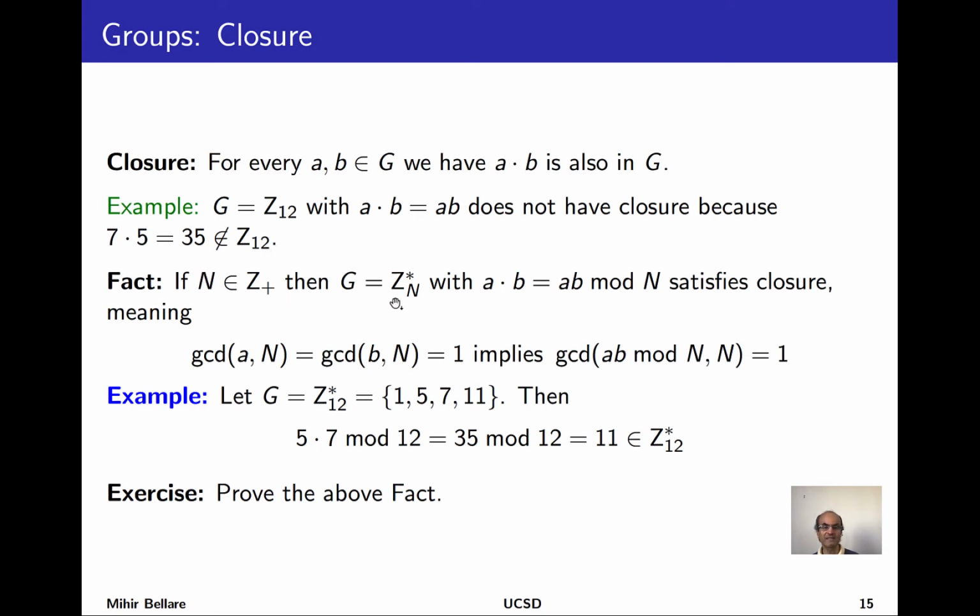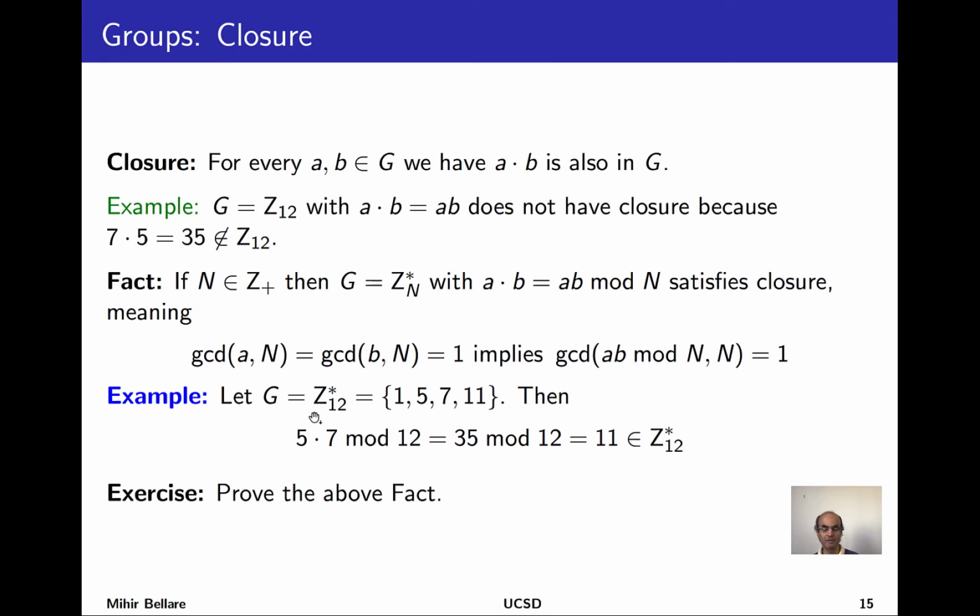However, if we look at Zn star with multiplication mod n as the operation, it does satisfy closure. Now note that this claim is somewhat non-trivial mathematically. Why? Because what it's saying is that if A and B are in Zn star, we know that their GCDs with n are 1. And what the fact is saying is that if you take the product of those numbers mod n, the GCD with n continues to be 1. And that needs a little math, which we won't do here, to verify, but in a number theory or algebra course, things like that are often done.